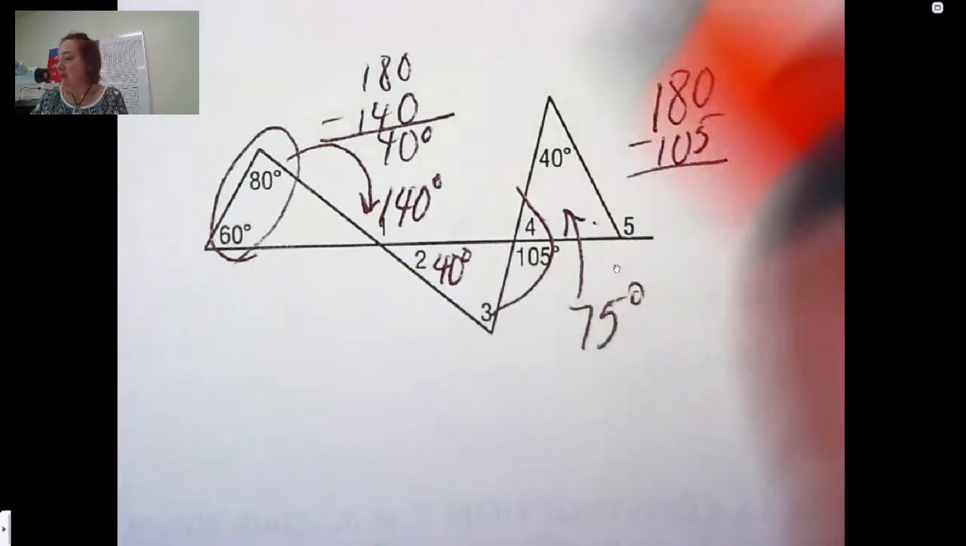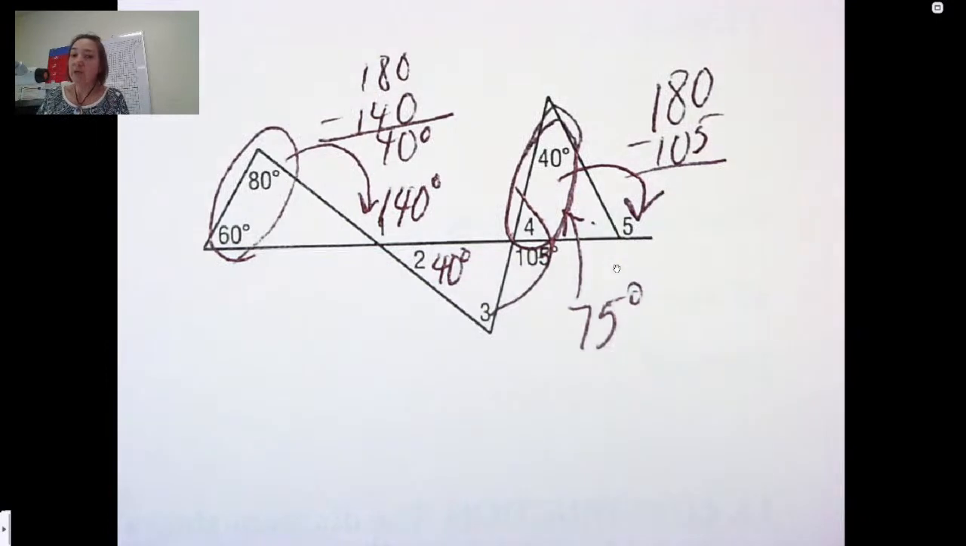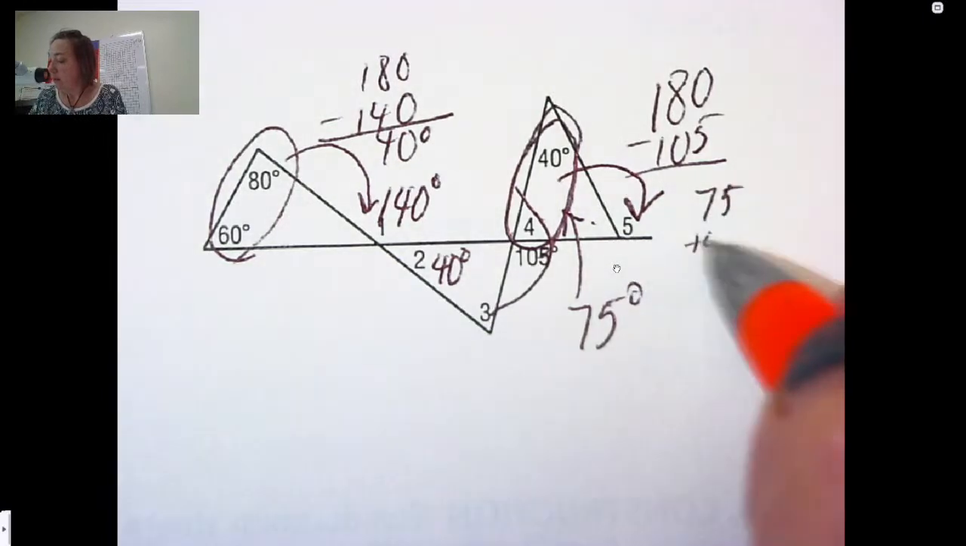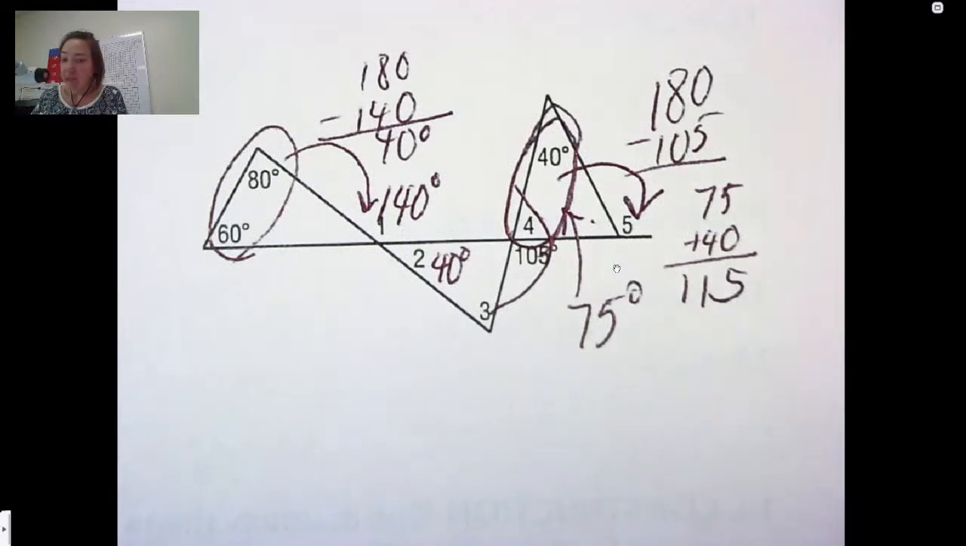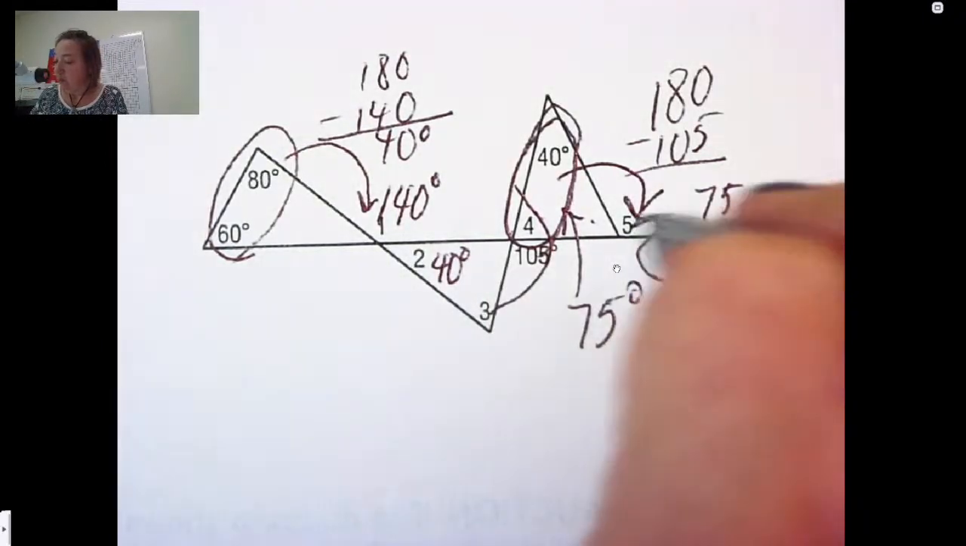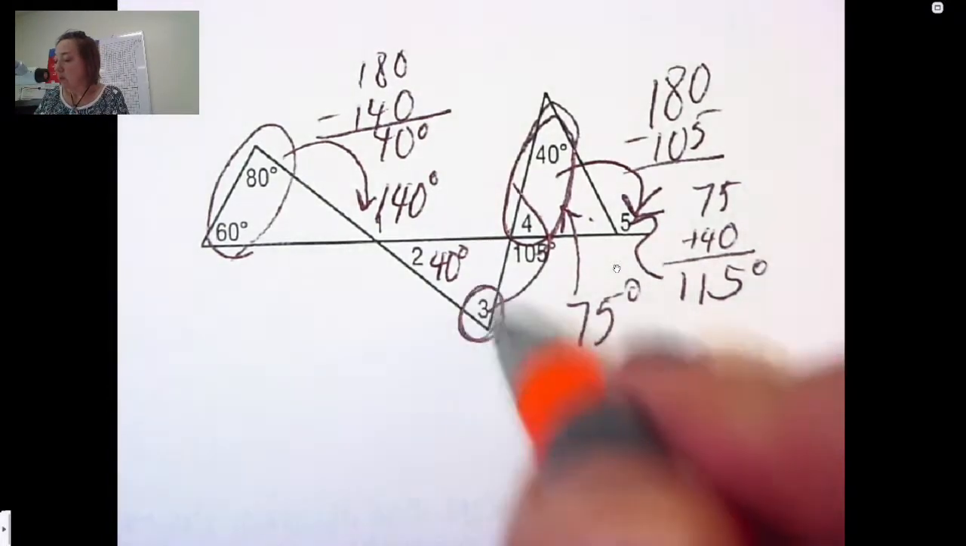75 plus 40, because those are the remote interior angles to that remote exterior angle, right? So 75 plus 40, which is 115. That's going to be angle 5, 115, right? Now let's talk about finding the last one here, and that's angle 3.